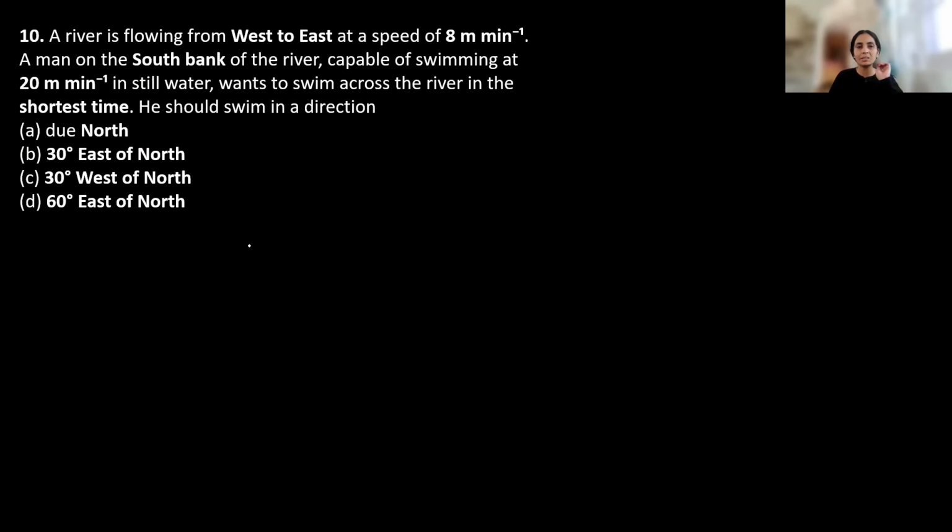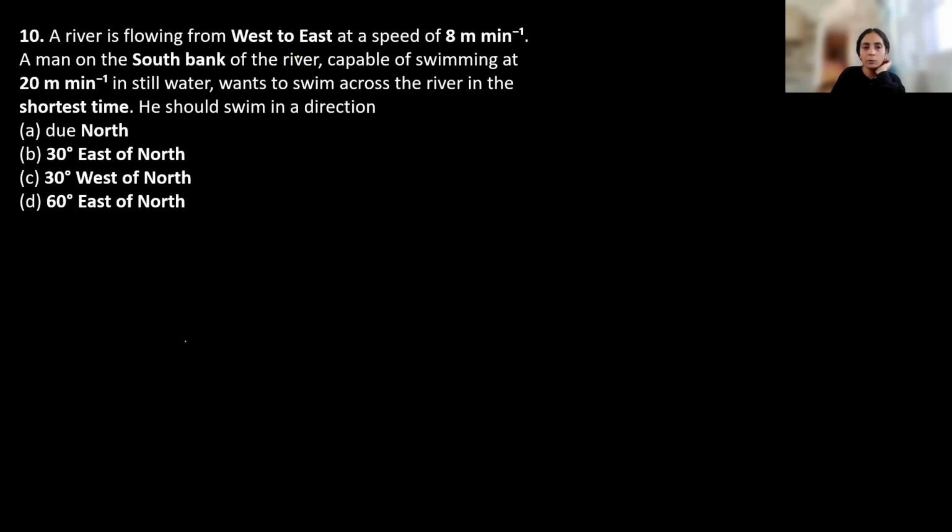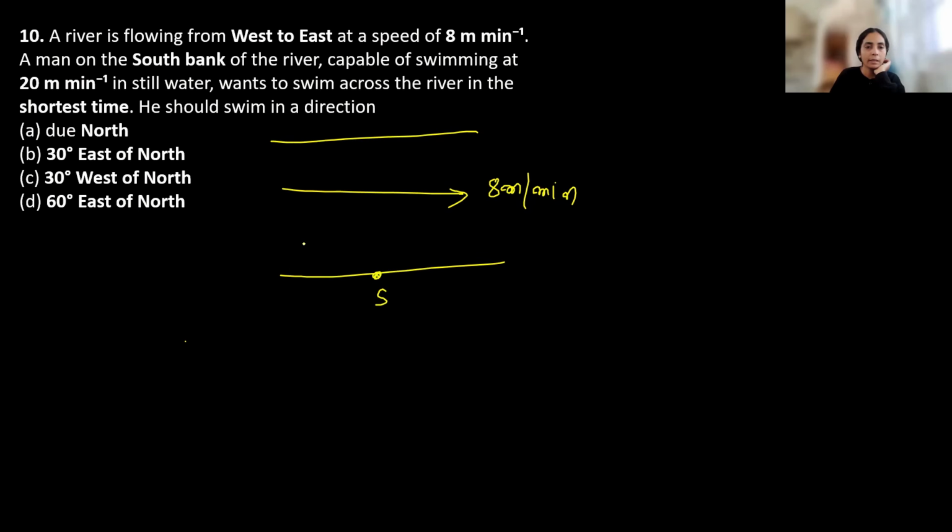Chalo. Now this question is very easy. Just by reading the question, you will get the answer. A river is flowing from west to east, this side, at a speed of 8 meter per minute. A man on the south bank, so this is the river, this is the south bank, and the man is here, capable of swimming at this speed in still water, wants to swim across the river in the shortest time. He should swim in which direction? So for shortest time he should keep VMR in the vertical sense. So he should be swimming due north. Correct answer should be A.